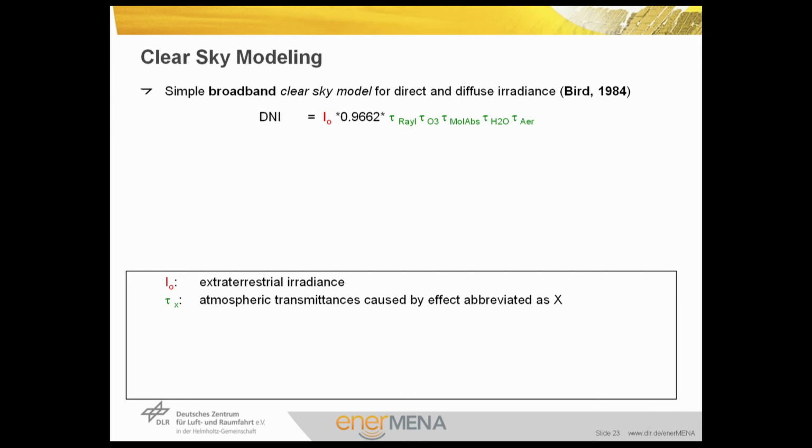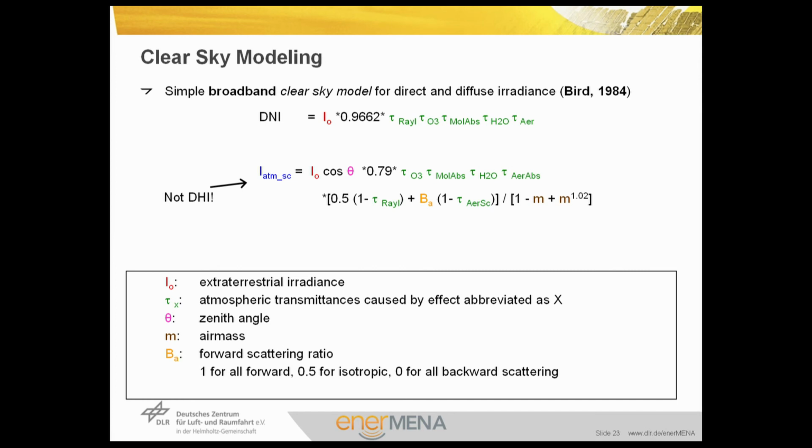This is the extraterrestrial irradiance I0 times 0.9662 times different transmittances. The different transmittances are abbreviated by tau x, with x meaning the reason for the transmittance. So we see Rayleigh scattering, ozone, molecule absorption, water vapor, and aerosol scattering and absorption. This equation describes I atmospheric scattering, which is not the DHI.